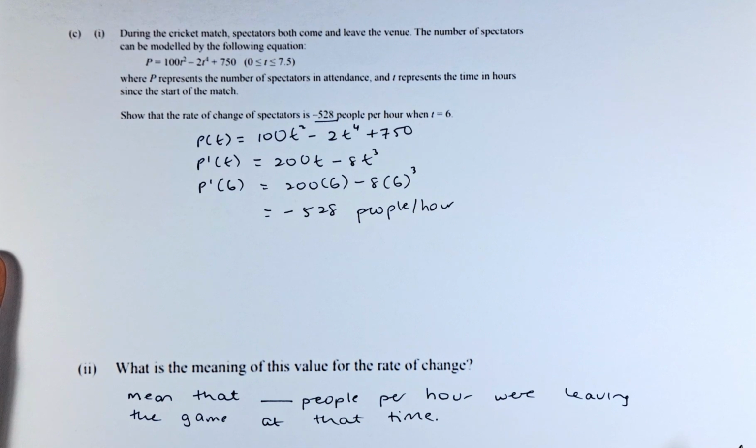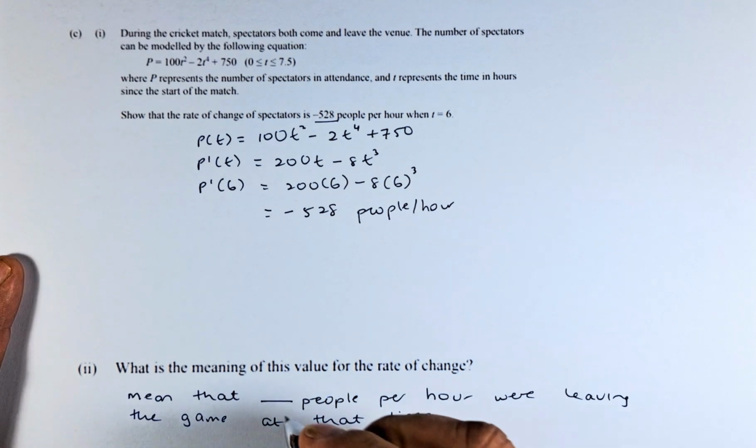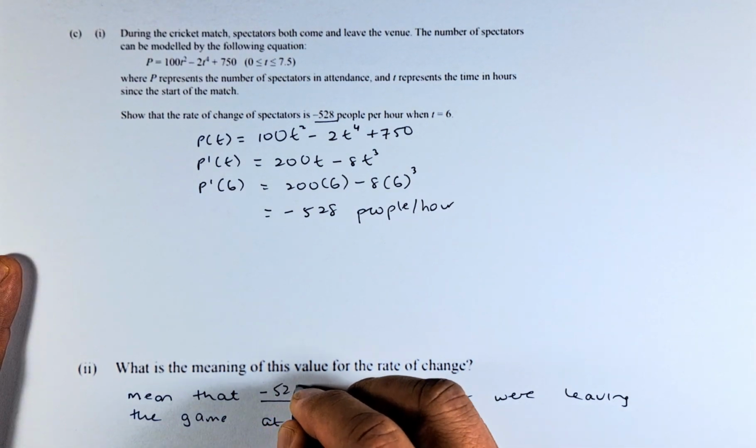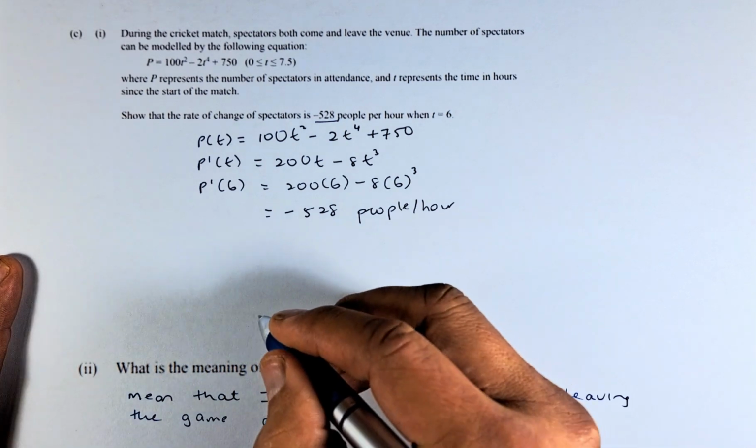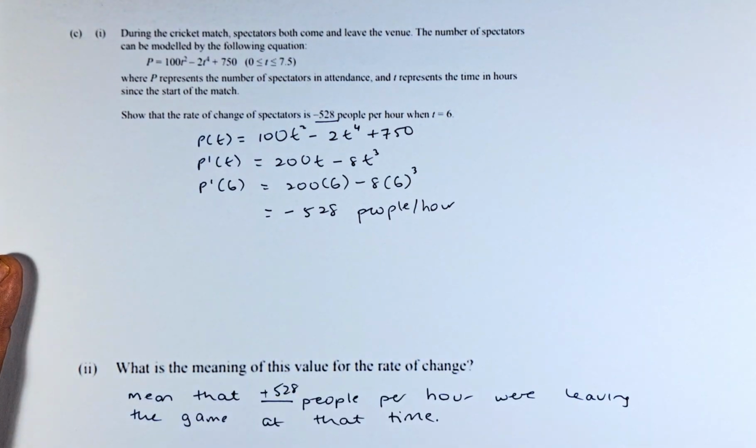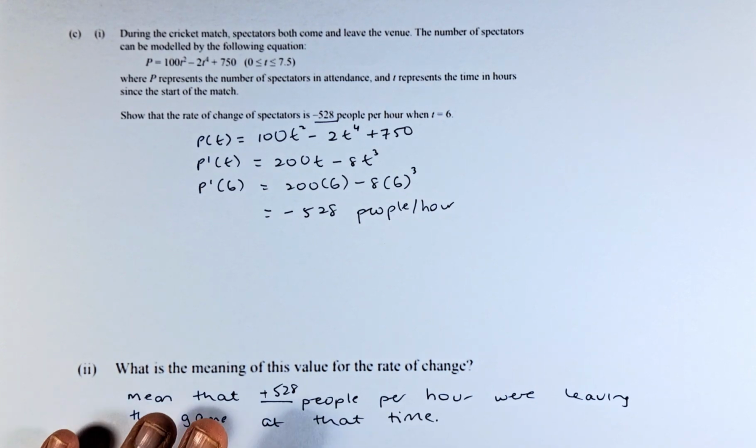They ask you, what is the meaning of this value for the rate of change? It actually means minus 528 people. There are 528 people that will leave the venue per hour, they were leaving the game at that particular time. If you can answer both questions, you get a merit, and the last part of the question will enable you to get an excellence in this question. So let's look at part 3 of the question.